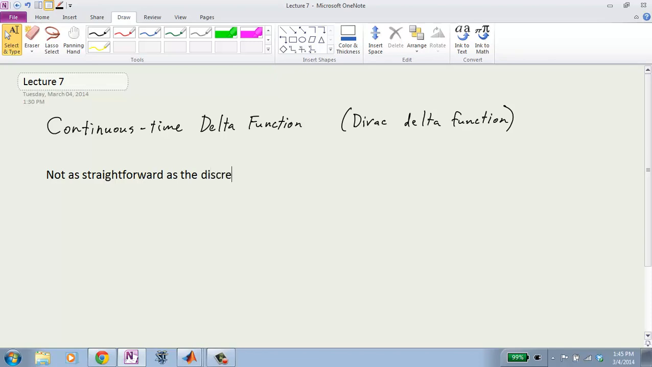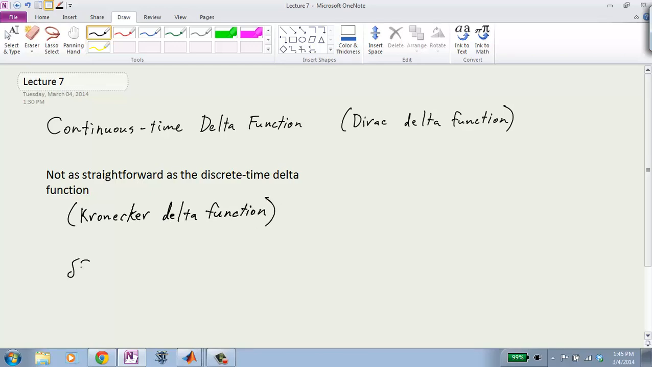So it's not as straightforward as the discrete delta function. All right. Discrete time delta function, which Sai introduced to you last time. We called that the Kronecker function. And there it was quite simple. It was that the delta of n was just equal to 1 if n equals 0 and 0 otherwise. All right. And we've talked about the indicator function before in your problem sets, and we could have said this is the indicator function on the set of numbers 0 of n. That means it'll be 1 if and only if n is in that set. Okay, so that's very straightforward in discrete time.